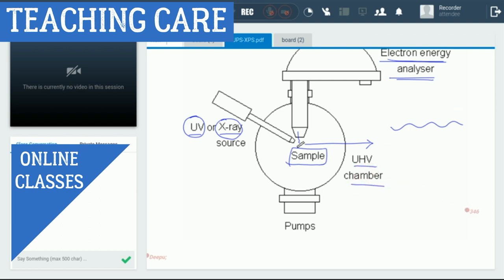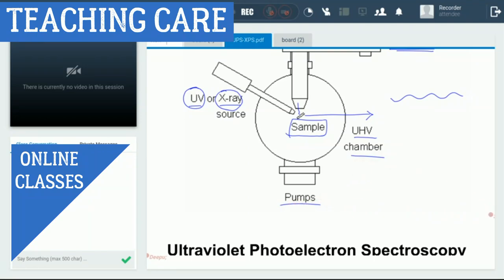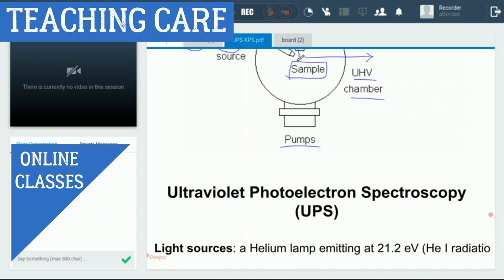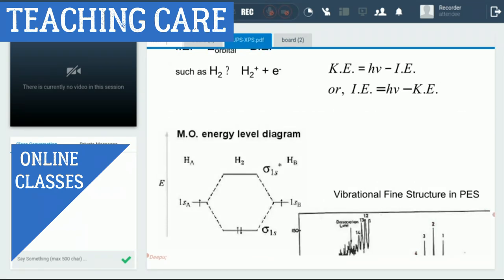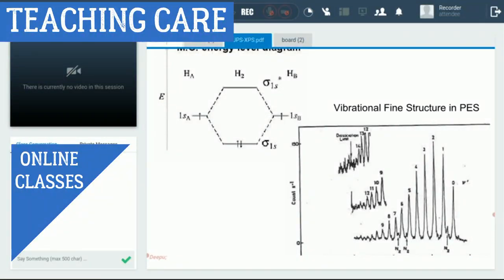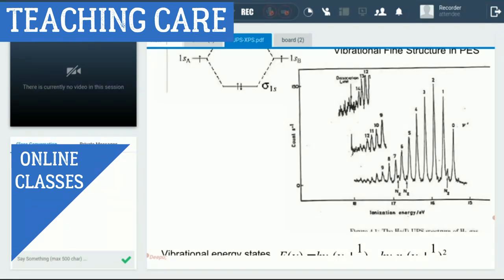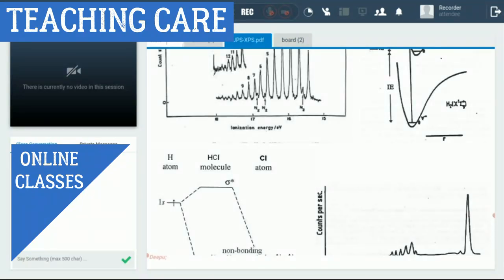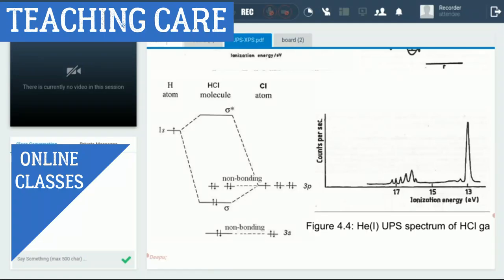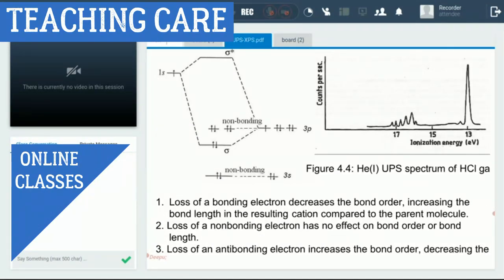This is the chamber in which a pump and some setup would be there to carry out this process. Okay. So here, how it is going to be related with this, I will tell you. Molecular energy, ionization energy. These are all higher level, no need. I will show you one graph. Counts per second. HCl gas.